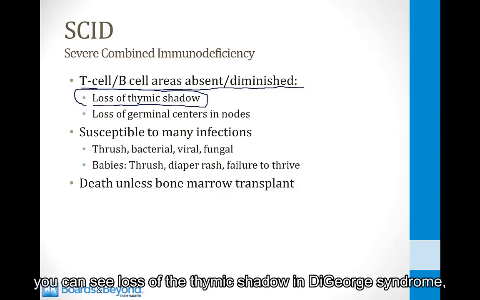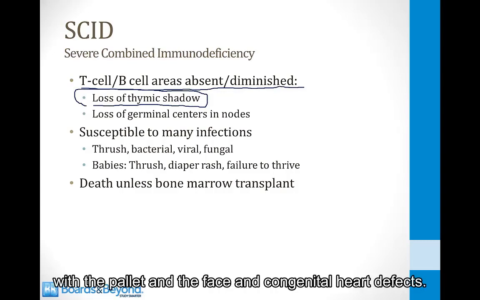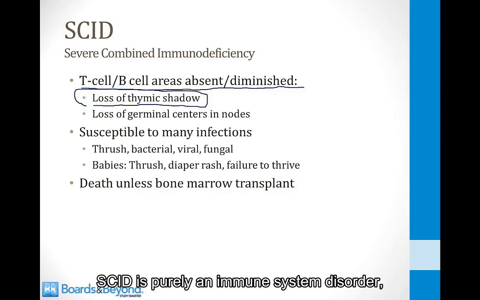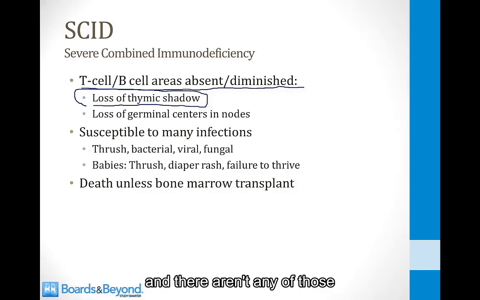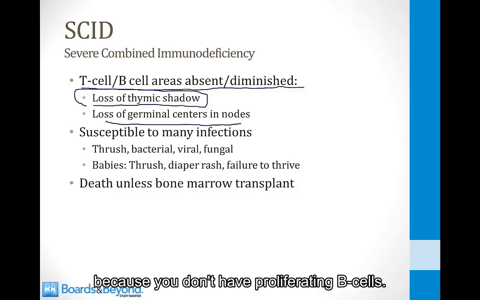Now, I said before, you can see loss of the thymic shadow in DiGeorge syndrome, and that's true. But in DiGeorge syndrome, you also have problems with the palate and the face and congenital heart defects. SCID is purely an immune system disorder, and there aren't any of those other extra immune abnormalities. In addition, you'll lose the germinal centers and the nodes because you don't have proliferating B cells.